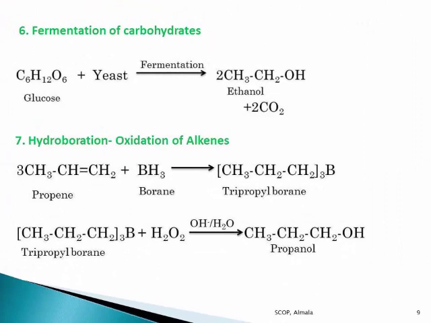Next method is fermentation of carbohydrates. Glucose on fermentation in the presence of yeast gives ethanol. And the last method is hydroboration oxidation of alkene. In this method, when alkenes are treated with diborane, it gives primary alcohol. Propene when reacted with borane gives tripropyl borane, which on treatment with hydrogen peroxide gives propanol.